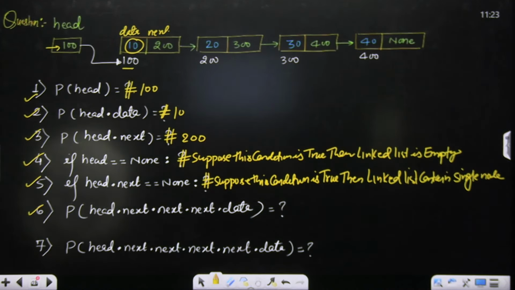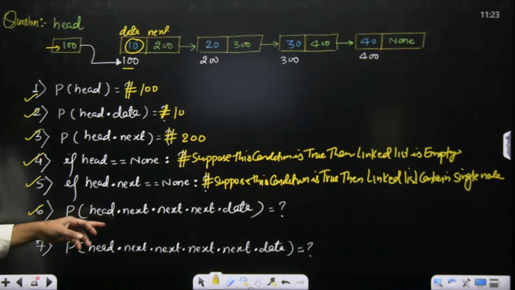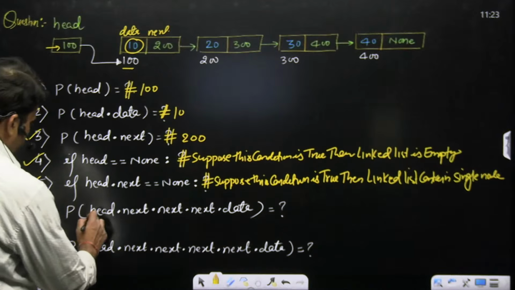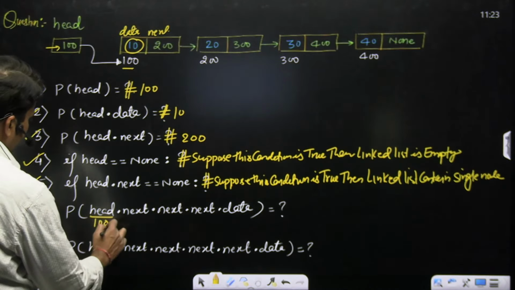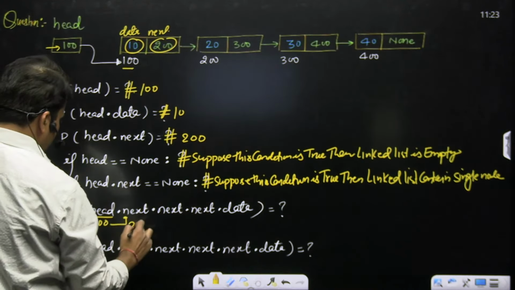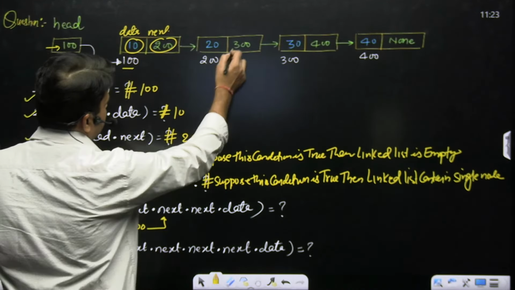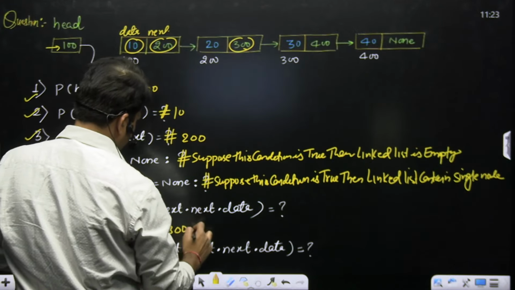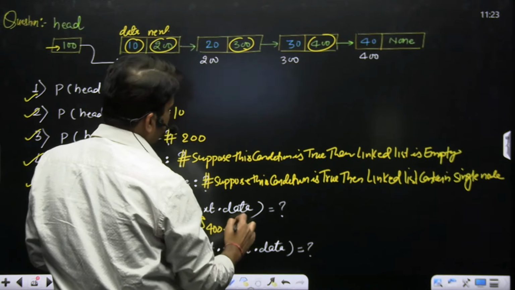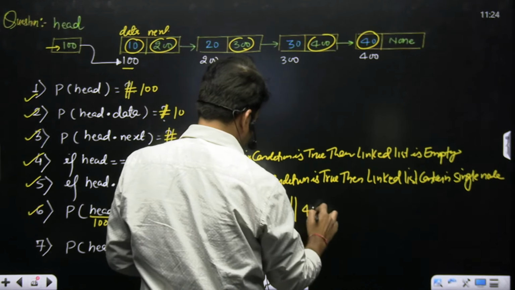Yes, correct. What is the output of this sixth? Head dot next dot next dot next dot data. Sir, what is the meaning of head? Head contains 100. The next part of 100 is 200. The next part of 200 is 300. The next part of 300 is 400. The data part of 400 is 40. So the output of this is 40.